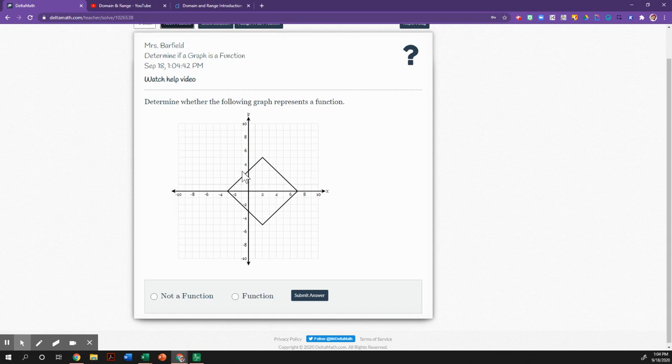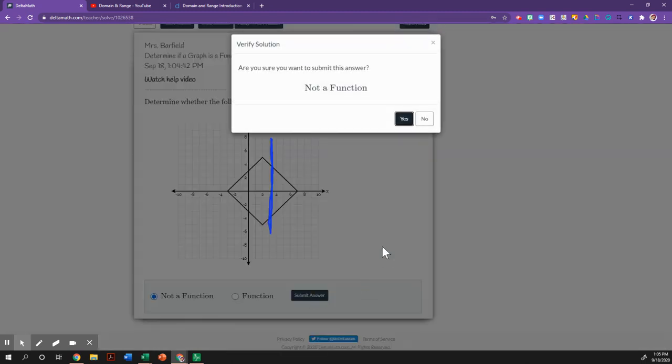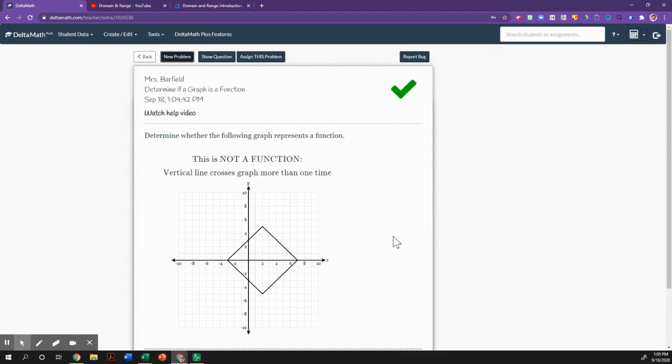Imagine that green line. This one I will draw because I want you to see it. If I were to draw a vertical line, and this is not straight because I'm drawing with my mouse, you can see right there it crosses here and it crosses here, so it crosses 2 times. Not a function. Submit my answer. Yes. All of those are problems.